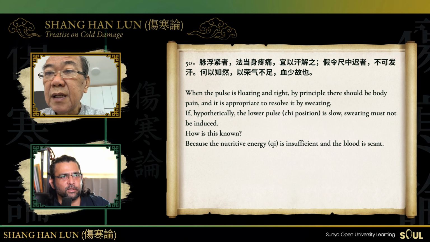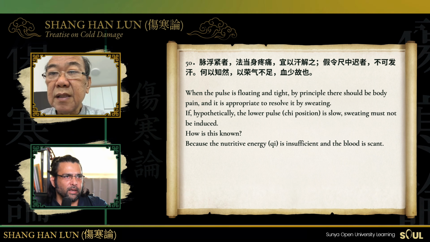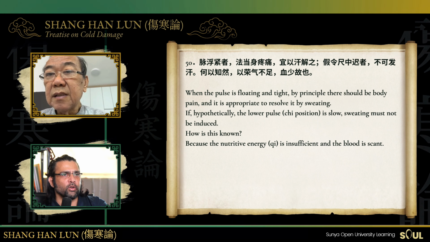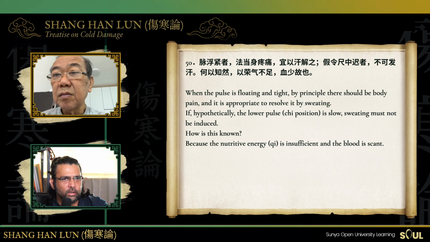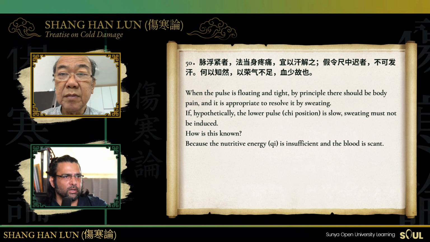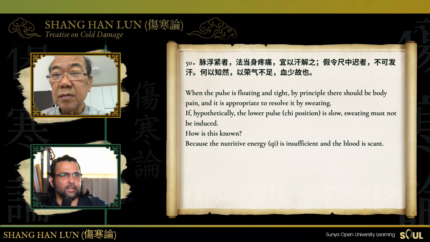When the pulse is floating and tight, by principle there should be body pain and it is appropriate to resolve it by sweating. If hypothetically the lower pulse, that's the chi position, is slow, sweating must not be induced. How is this known? Because the nutritive energy, chi, is insufficient and the blood is scant. Very important.